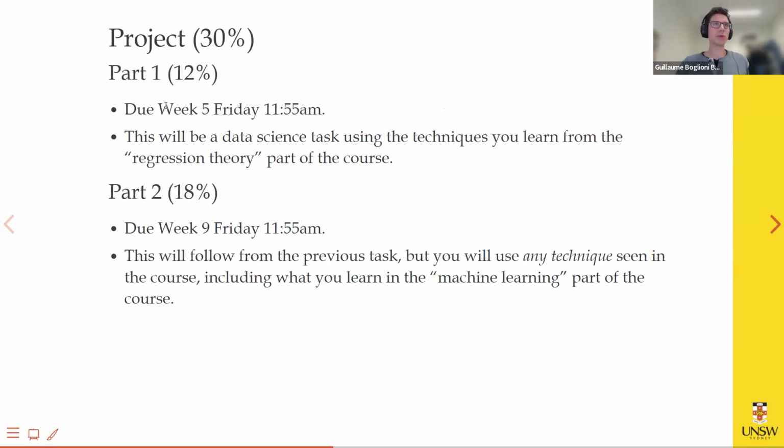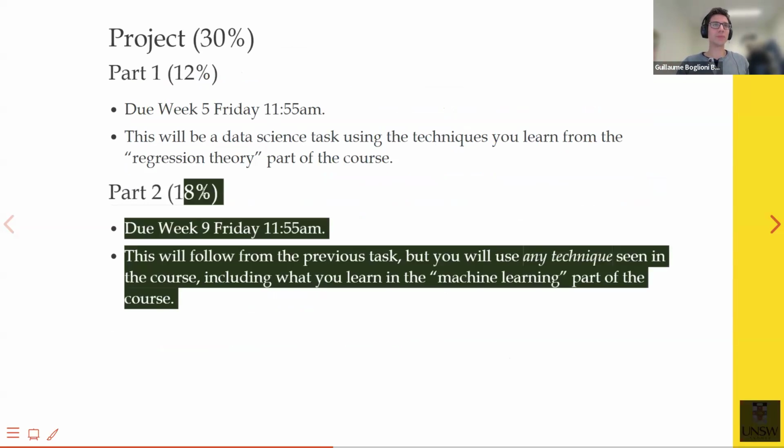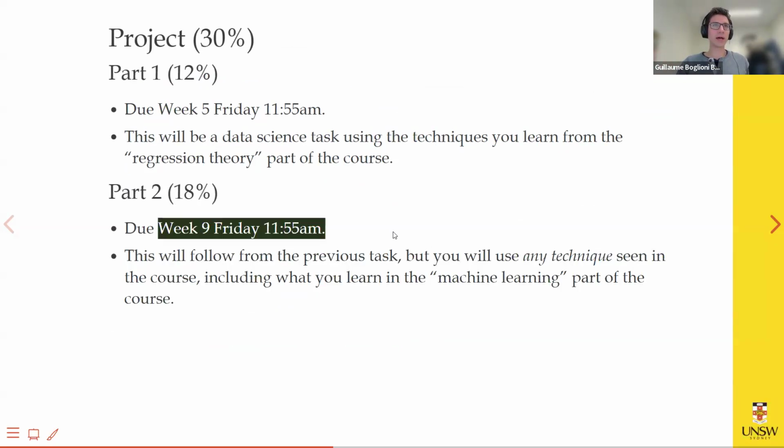Okay, part 1 of the assignment will be due Friday of week 5. This will be a data science task using the techniques mostly from the regression theory part of the course, so the first 4 weeks. And then part 2 of the assignment will be due week 9, Friday, of course. Everything is due Friday, 11:55 a.m.